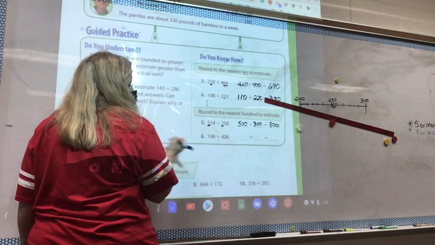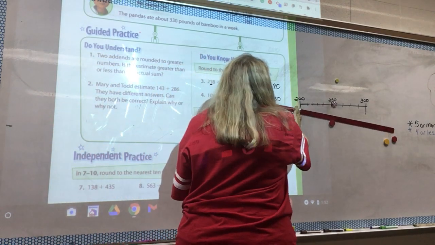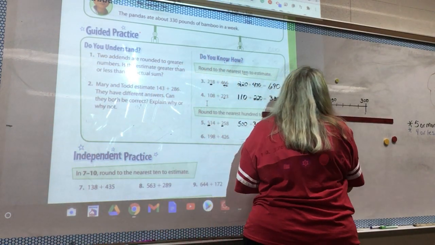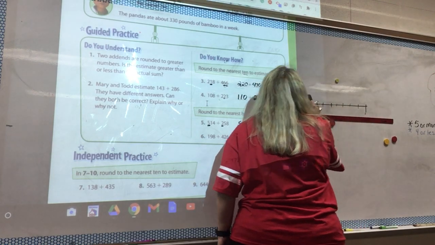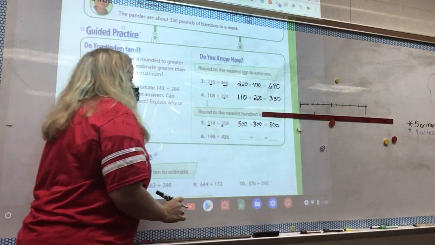Okay. You ready for number 6? Yeah. Balance it back out. You can use your whiteboards just like this, and you better do it today.